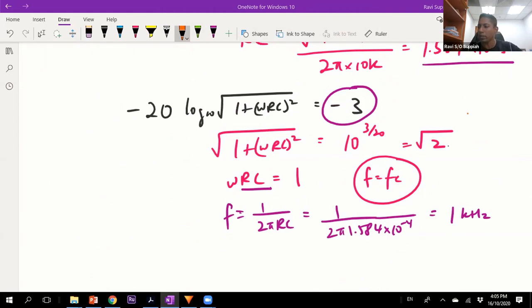Okay, so let me come back to the slides first. Right now, if you look at it, what you see is FC is 1 kilohertz. So how would your final waveform look like? Let's come back and look at that.